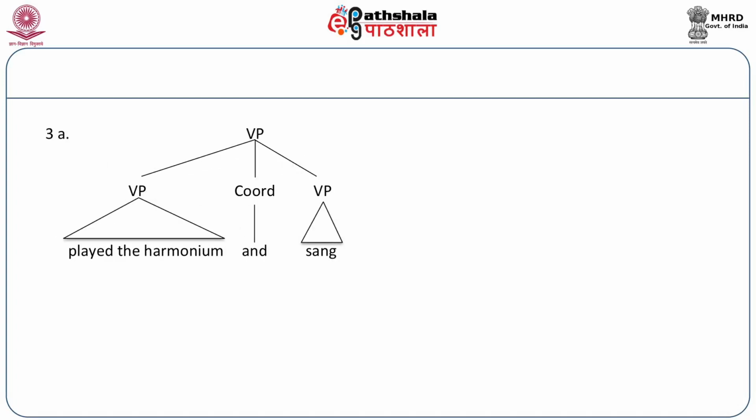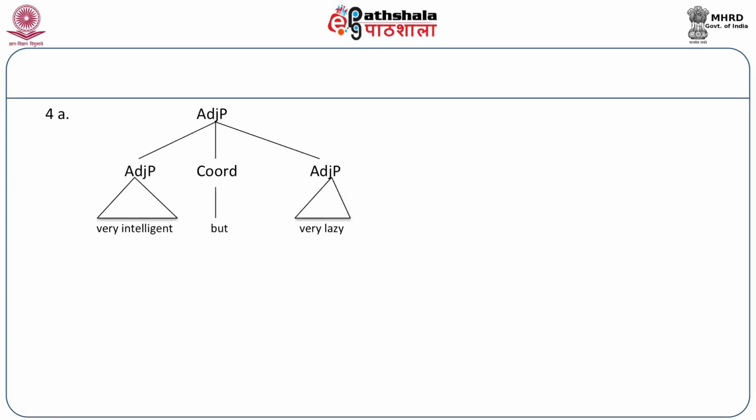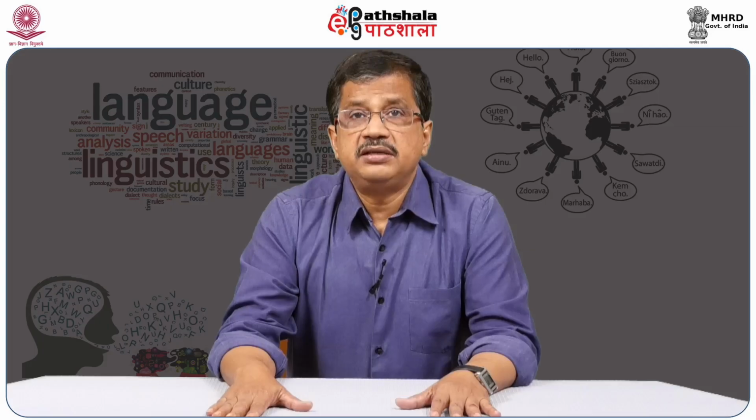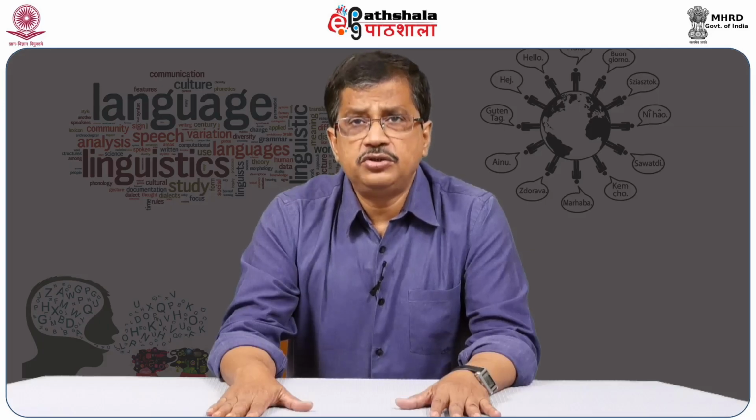Now we have a tree diagram for the first verb phrase where two verb phrases have been coordinated, played the harmonium and sang. And in 4A we have a tree diagram for the adjective phrase where two adjective phrases have been coordinated, very intelligent but very lazy. And in 5A, two noun phrases have been coordinated, a pen and a pencil. Sometimes words can be also coordinated.